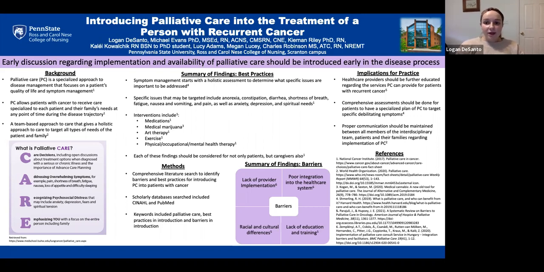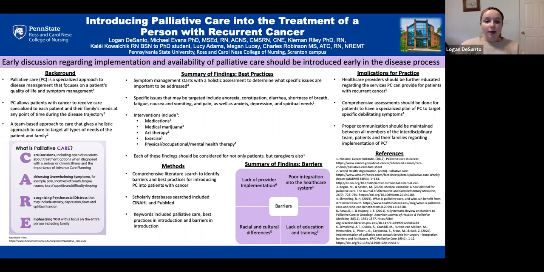There are many different interventions that can be utilized through palliative care, and these include medications, medical marijuana, which has found some uses in pain as well as anorexia, art therapy, which is a great distraction technique to get their minds off of some pain and even the anxiety and depression, exercise, and physical, occupational, and mental health therapy. It is important to note that these findings can be considered for not only patients, but for caregivers as well, since they can also be experiencing some of these debilitating symptoms.